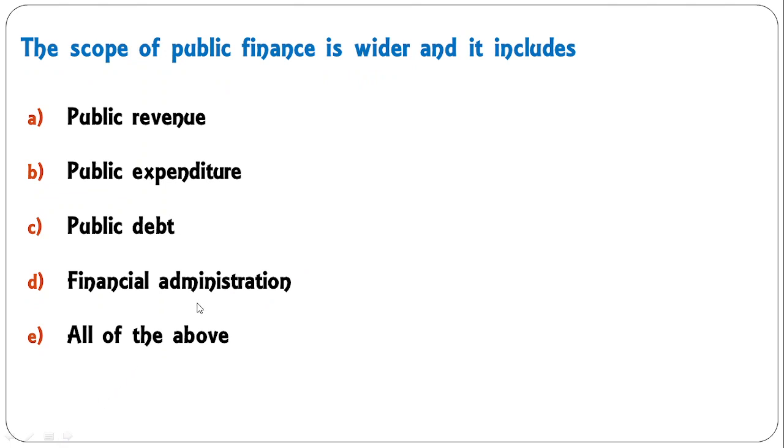The scope of public finance is wider and comprehensive, and it includes public revenue, public expenditure, public debt, financial administration of the government, all of the above. Yes, dear students, you might have guessed. So these all four come under the scope of public finance. So the last option E is the correct answer of this question.